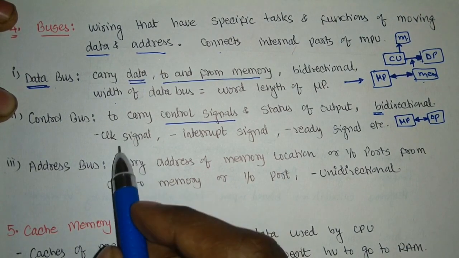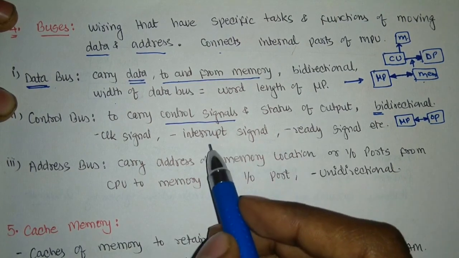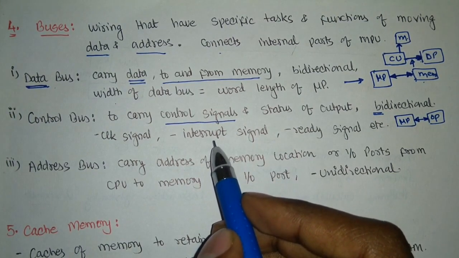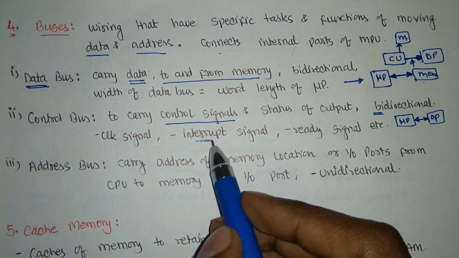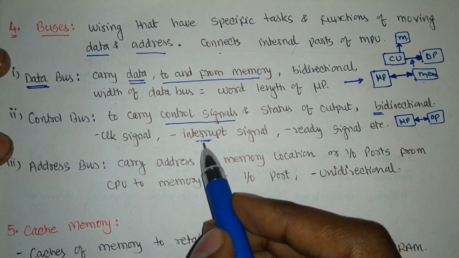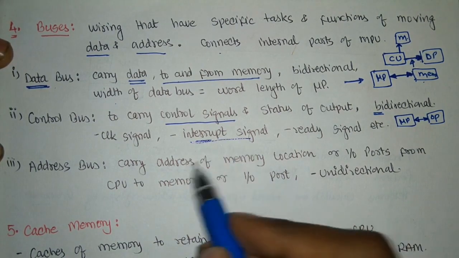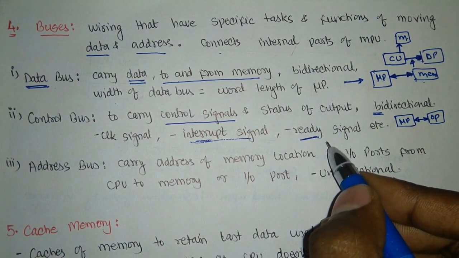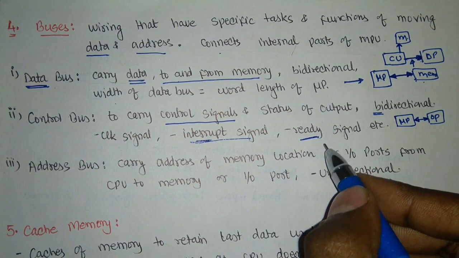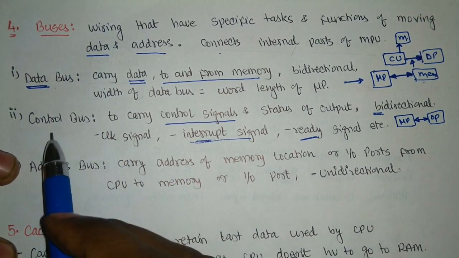It can send either clock signals, interrupt signals or ready signals. Interrupt signals: whenever some program is being performed by our microprocessor, if it receives an interrupt signal, it will stop performing that current program and execute the incoming signal. After the execution of that particular signal, it will go back to the main program. That is how an interrupt signal works. And the ready signal indicates whether the external device connected to the CPU is ready or not. All those signals are communicated with the help of a control bus.